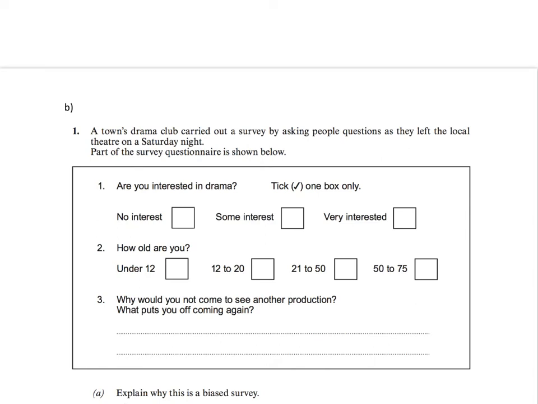Okay, please make sure you've read this question. It's important you understand what it's telling you. It says, the town's drama club carried out a survey asking people as they left a local theatre. It then says, why is this a biased survey?